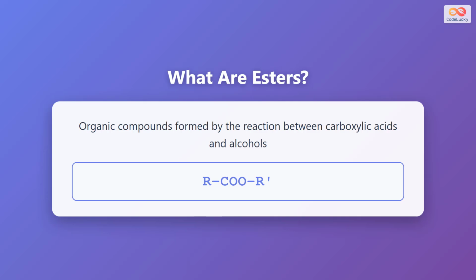Esters are organic compounds that contain a characteristic functional group. They form when carboxylic acids react with alcohols. The general structure of an ester is represented as R-COO-R', where R and R' are hydrocarbon chains. The COO group is called the ester linkage, which is the key feature that defines this class of compounds.